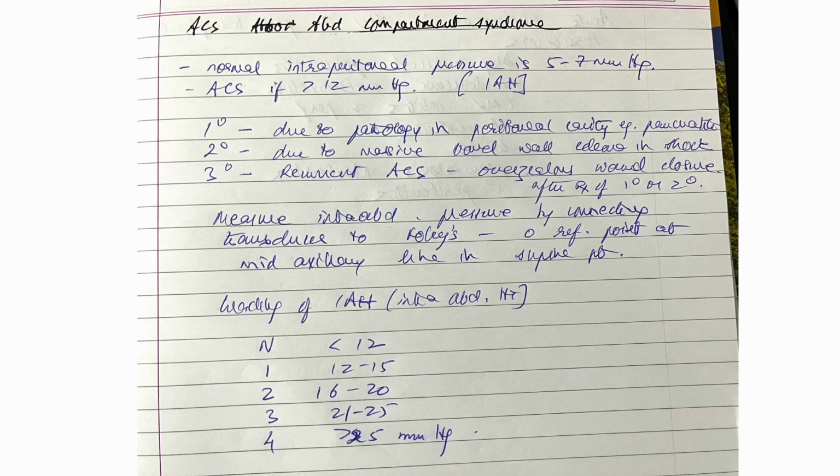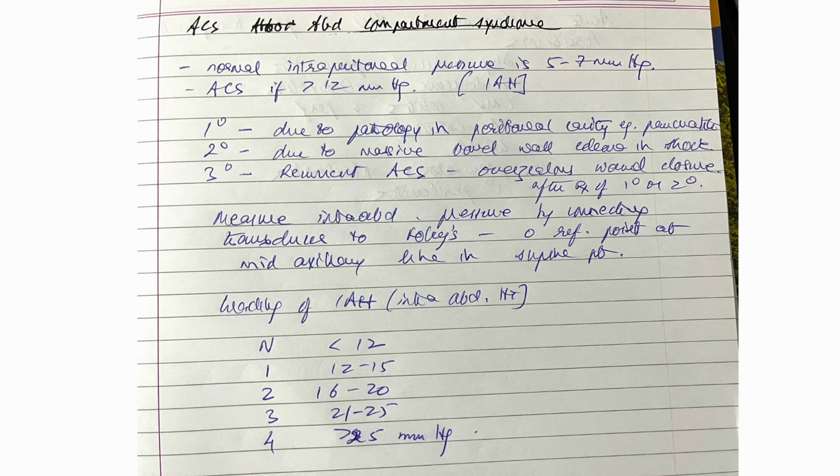ACS, which is abdominal compartment syndrome, is another cause of acute abdomen. The normal intraperitoneal pressure is 5 to 7 millimeters of mercury. ACS is present if the intra-abdominal pressure is more than 12 millimeters of mercury. That's called intra-abdominal hypertension, IAH. Primary is due to a pathology in the peritoneal cavity. Secondary, for example in pancreatitis, is due to a massive bowel wall edema as in shock.